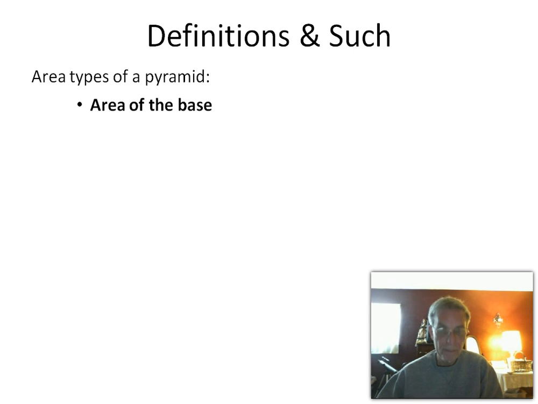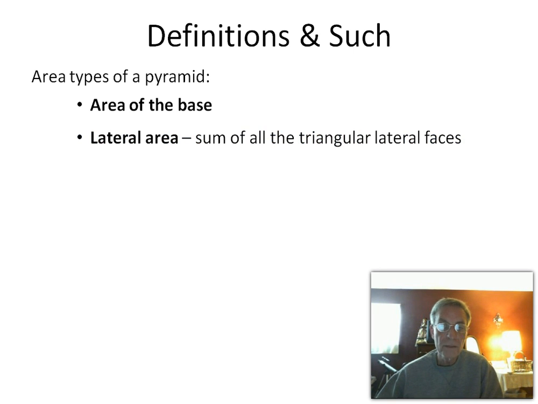Okay, the next type is called the lateral surface area. This will always involve finding the area of triangles. The lateral area of the pyramid is simply the sum of all the triangular lateral faces put together. So if it's a hexagon, you're going to have 6 triangles. If it's a triangle, you're going to have 3 triangles. If it's a quadrilateral, you'll have 4 triangles.